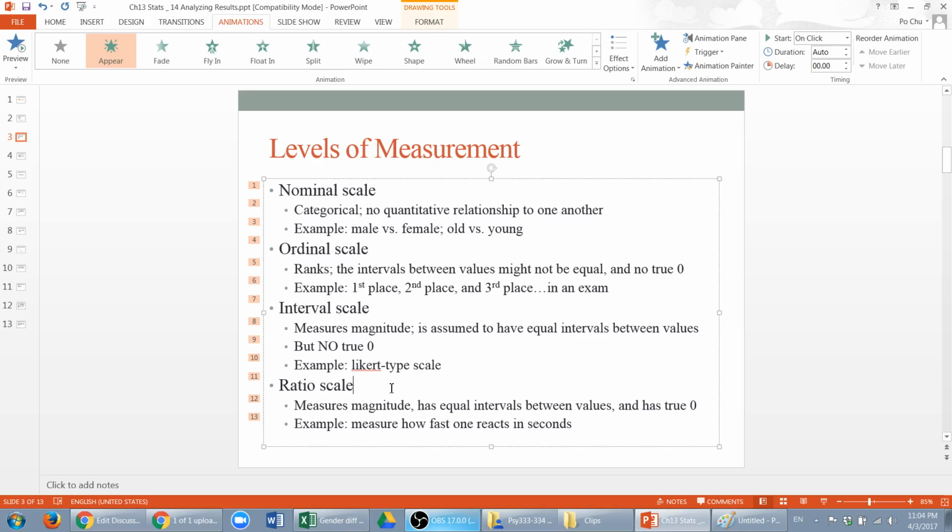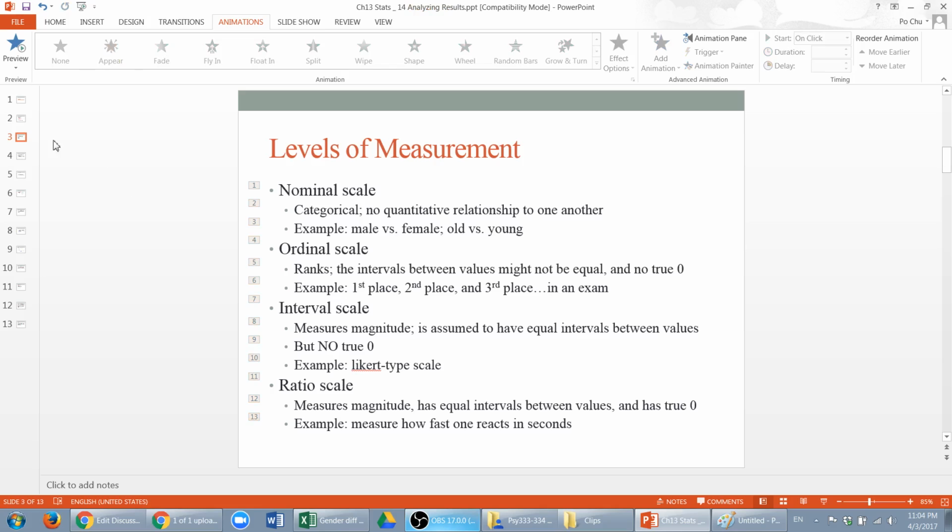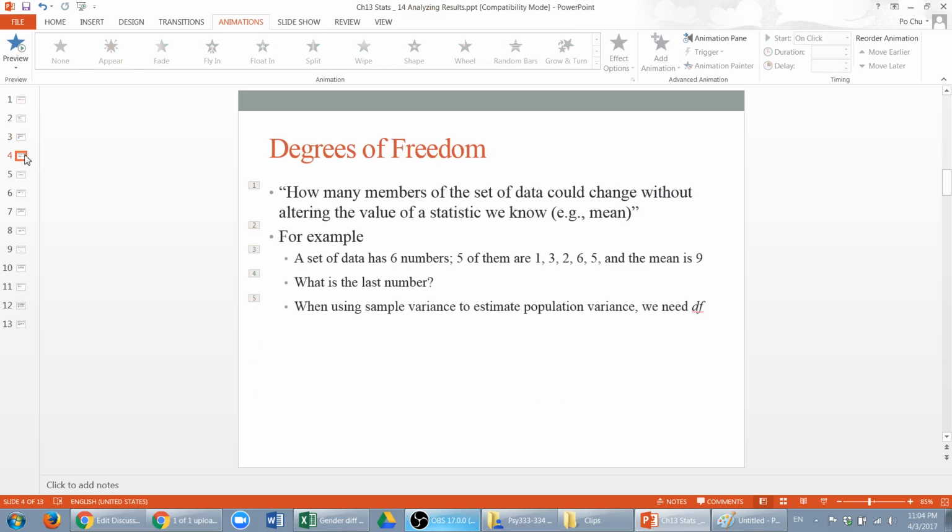Remember last week we talked about the assumptions, right? So I'm not going to spend too much time on this again. Let's move on. Let's talk about degrees of freedom. Now, degrees of freedom, actually, it's a very easy concept to understand.